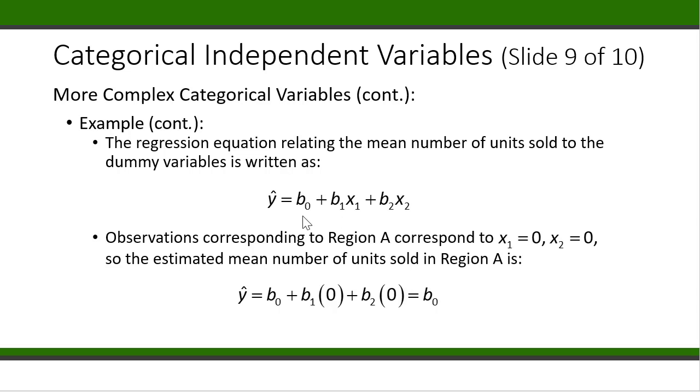So the influence of region A is told in this model by using b0. Do you see what I'm saying? I hope so. Because these two get canceled out by multiplying by zeros, then we just have this intercept. That represents the influence of being from region A on predicting Y.